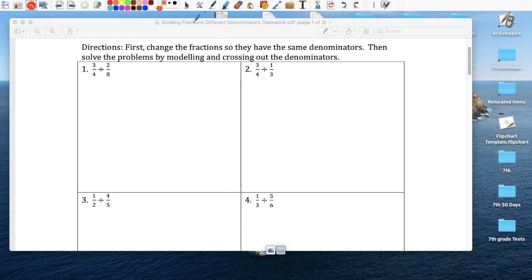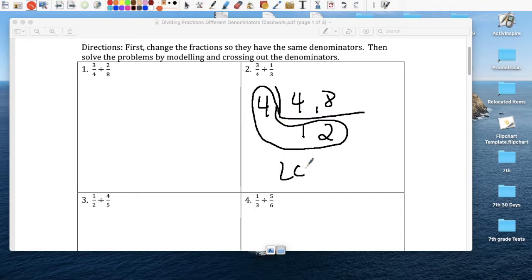All right, so we're going to change the LCM. The LCM is 8, right? The LCM between 4 and 8. 4 goes into 4 one time. 4 goes into 8 2 times. We can't go again, so we multiply these numbers. The LCM is 4 times 1 times 2, which is 8.